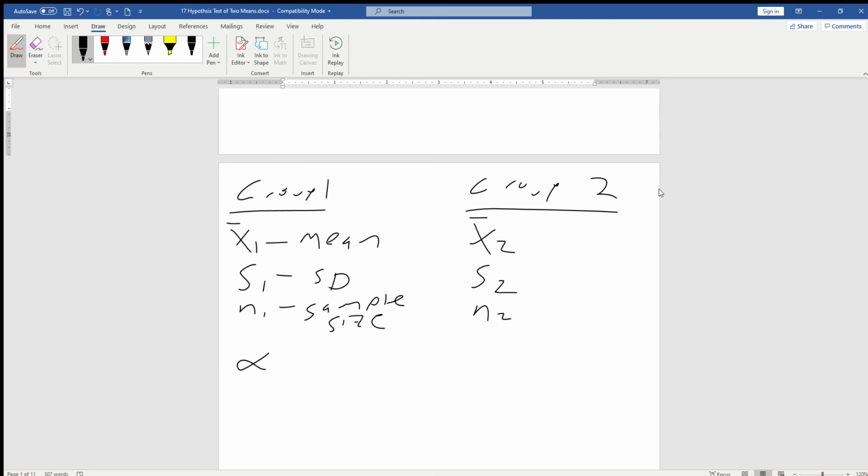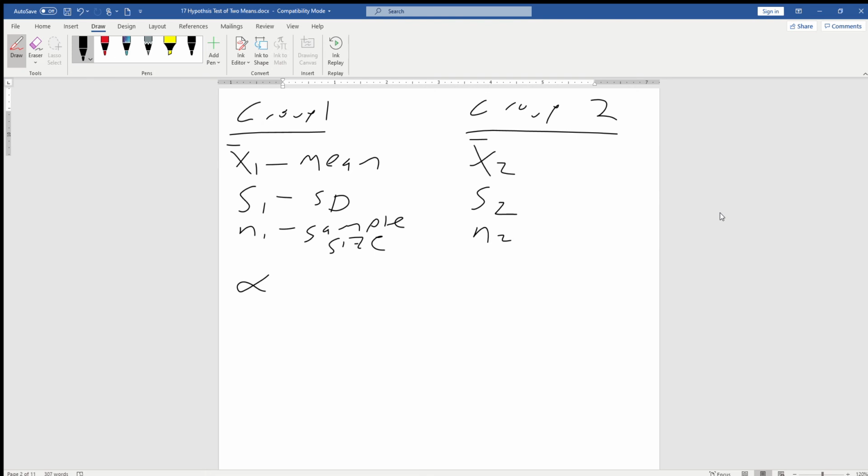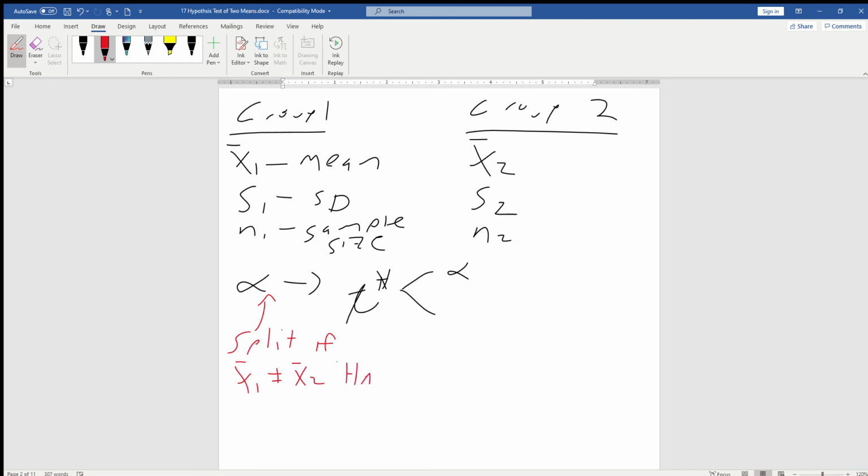And then the last thing we're going to do with this type of test is get the t critical value. The t critical is going to be dependent upon the significance level. Again, if it's two-tailed, we have to split, so we're going to split if x bar 1 does not equal x bar 2 for the alternative hypothesis.